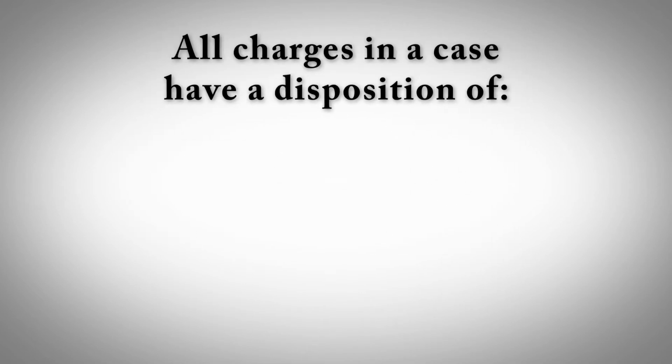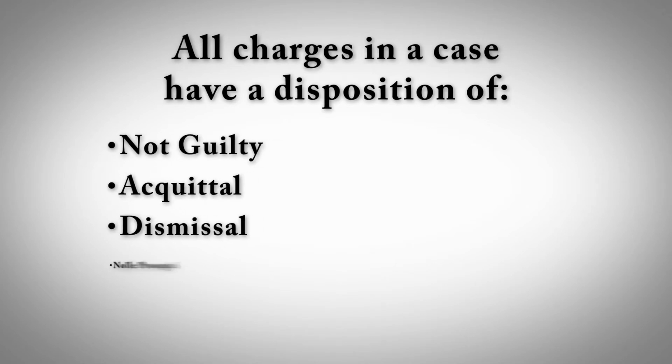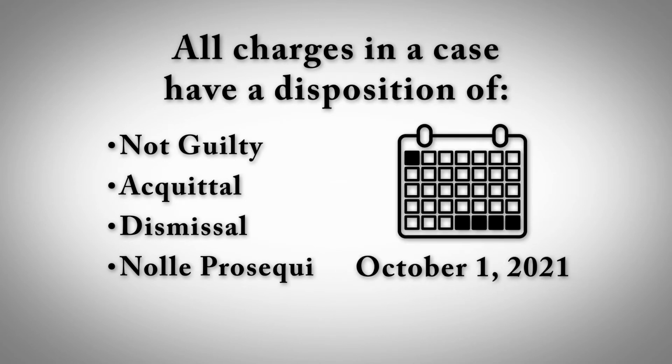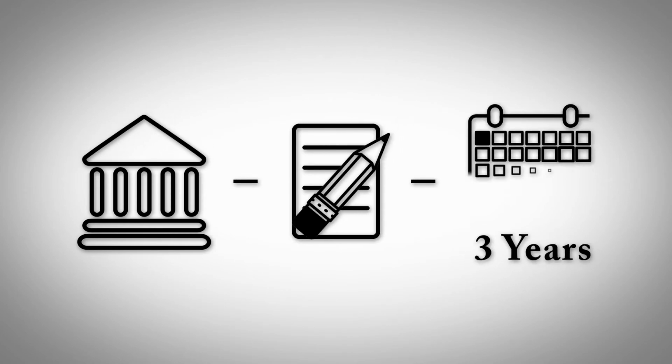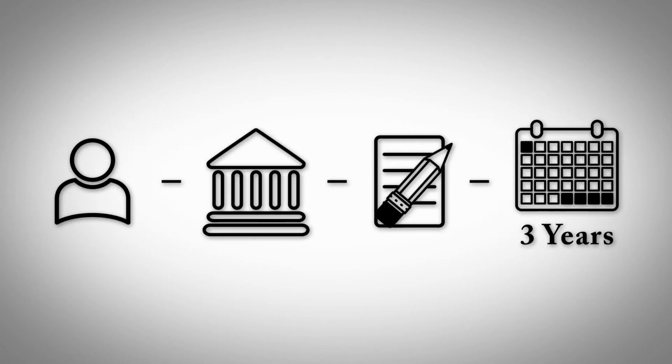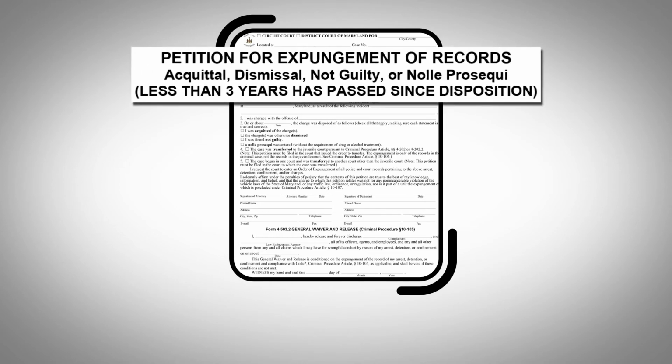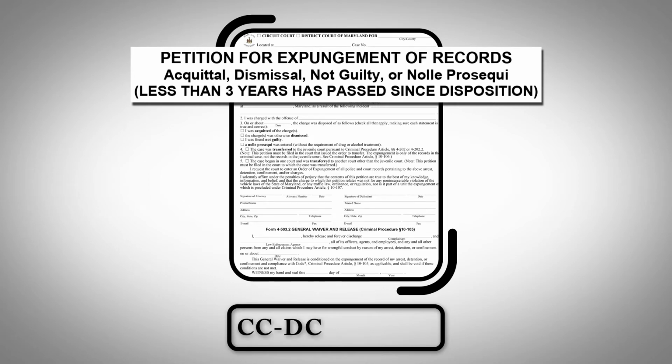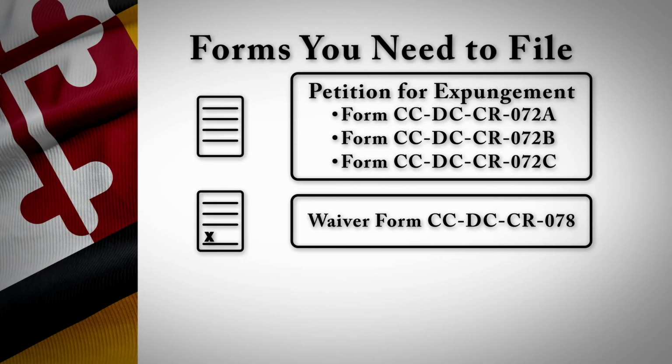There are some cases that the court will automatically expunge, meaning you do not need to submit a written request. This will happen if all charges in a case have a disposition of not guilty, acquittal, dismissal, or nolle prosequi entered on or after October 1st, 2021. In this situation, the court will expunge the record after 3 years. You may ask the court to expunge these records before 3 years have passed. To do so, use the form titled Petition for Expungement of Records, Acquittal, Dismissal, Not Guilty, or Nolle Prosequi, Less than 3 years has passed since disposition. This is form number CC-DC-CR-072C.